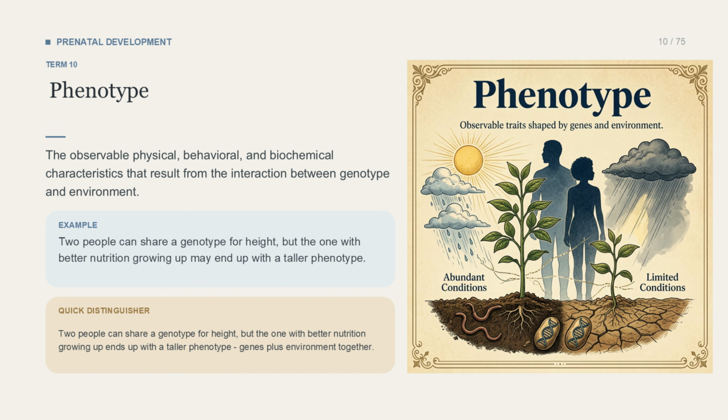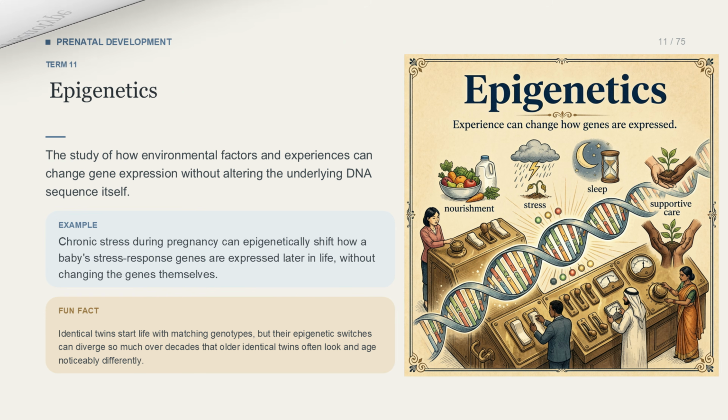10. Phenotype. A phenotype is the observable physical, behavioral, and biochemical characteristics that result from the interaction between a genotype and environment. For example, two people can share a genotype for height, but the one with better childhood nutrition may end up with a taller phenotype.